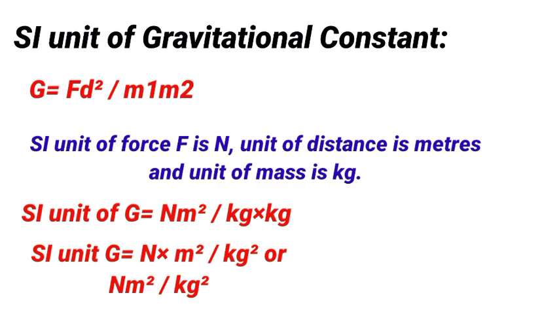Now we will find the SI unit of gravitational constant. G equals F d square by m1 m2. The SI unit of force F is newton, the SI unit of distance is meters, and mass is kg. SI unit of G equals, in the place of F we write N, in the place of d we write m, and masses as kg. SI unit of G equals N m square by kg into kg. SI unit of G equals N m square by kg square. Also you can call it N m square divided by kg square.